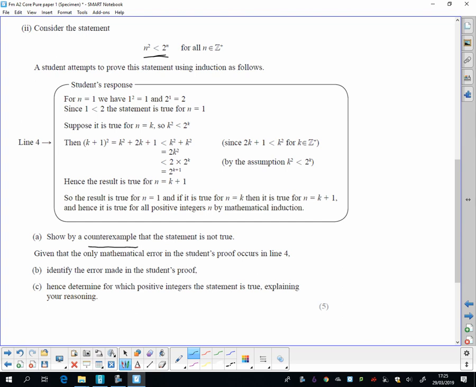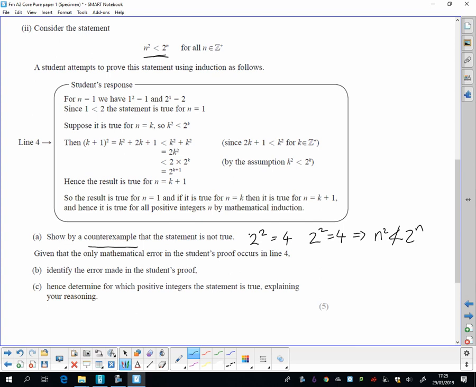Let's see. So if n is 1, it's true. But if n is 2, then 2 squared is 4, and 2 to the power of n is also 4. So n squared is not less than 2 to the n, it's equal to 2 to the n. So we've proved it's not true.